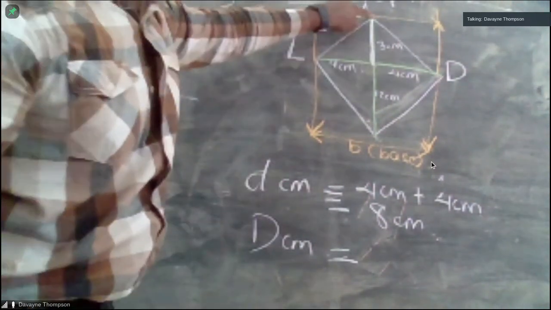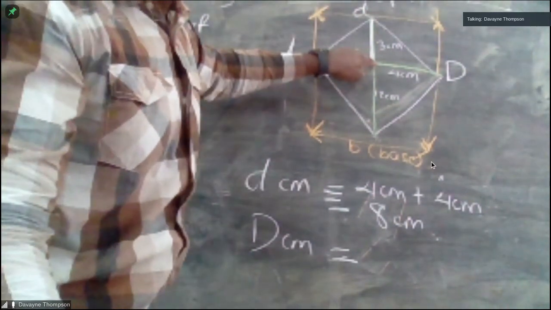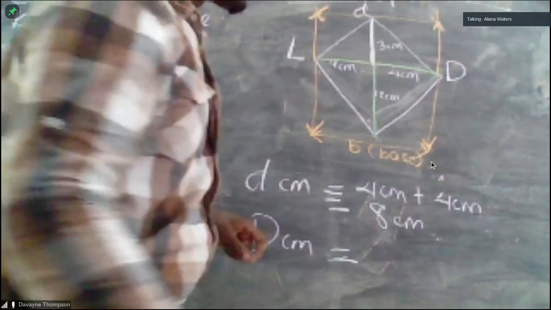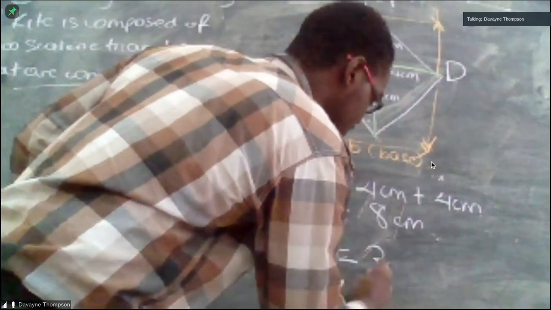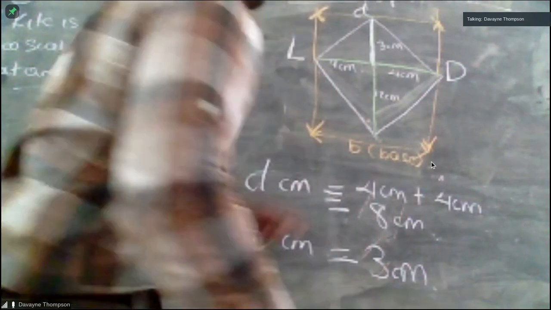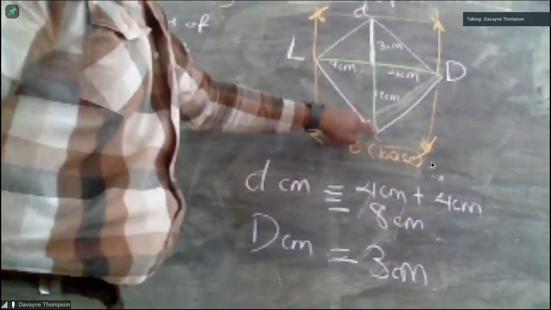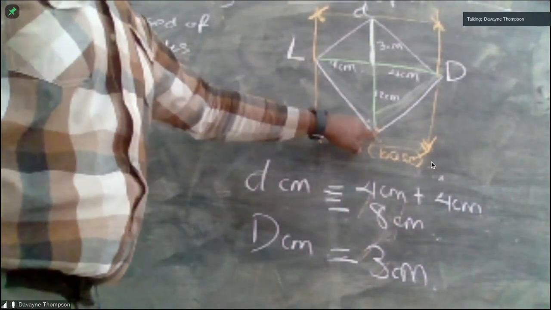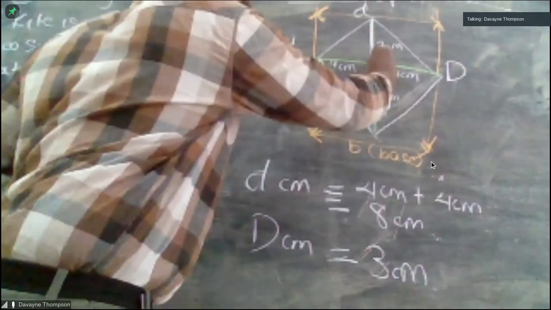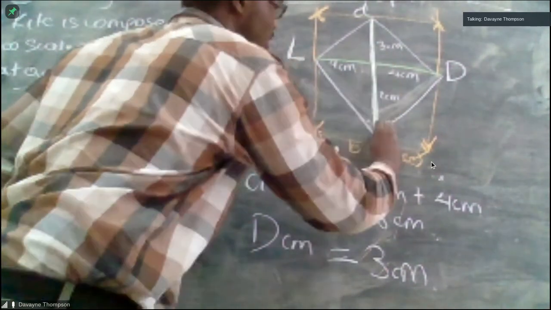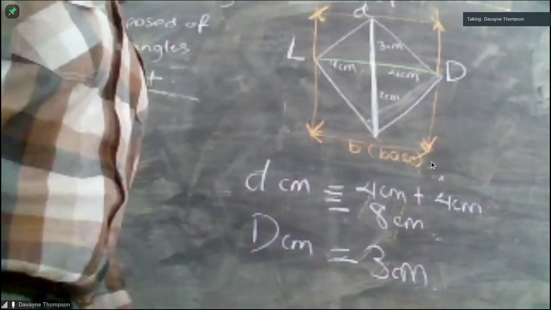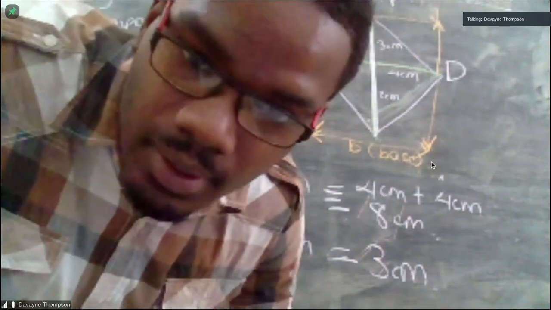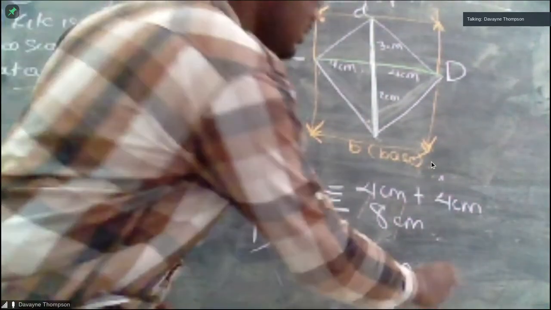What was the distance from here to here? 3 centimeters. Okay, good. 3 centimeters plus what's the distance from here to here? This point right here. What's that distance? 3 centimeters. So 3 centimeters plus what?